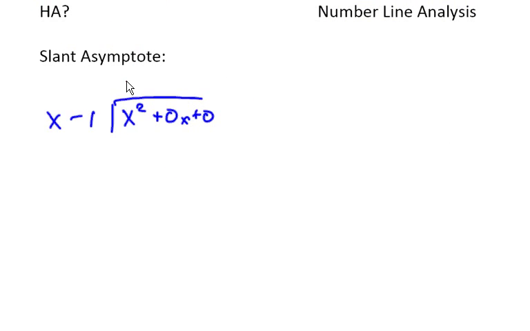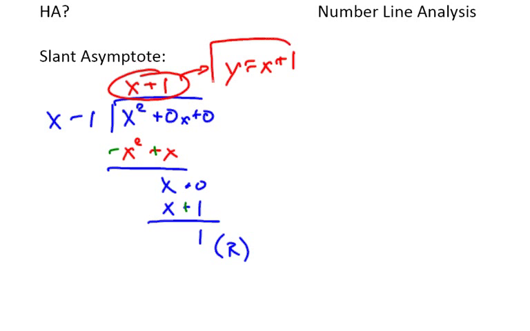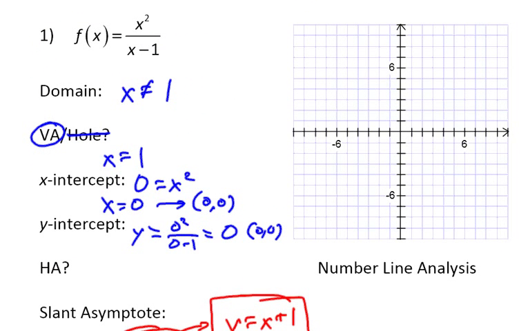Let's see what happens. The first thing to notice is that our quotient is not a constant. We have an x in it. Next, here's our constant term. There's our remainder. If we follow our usual rules, we put a y equals in front of this. We will continue to do that. Y equals x plus 1. That is going to be an asymptote. And when we graph it, it's going to look like this.